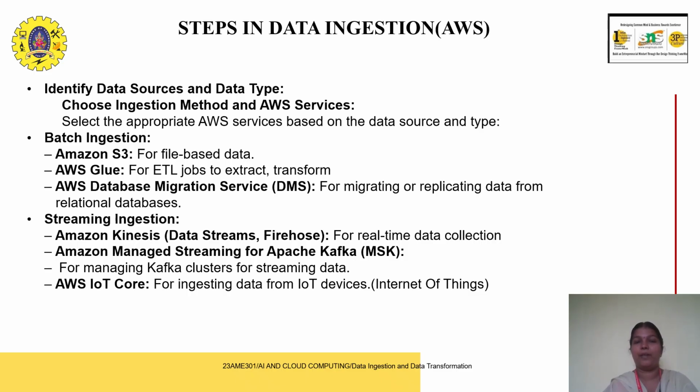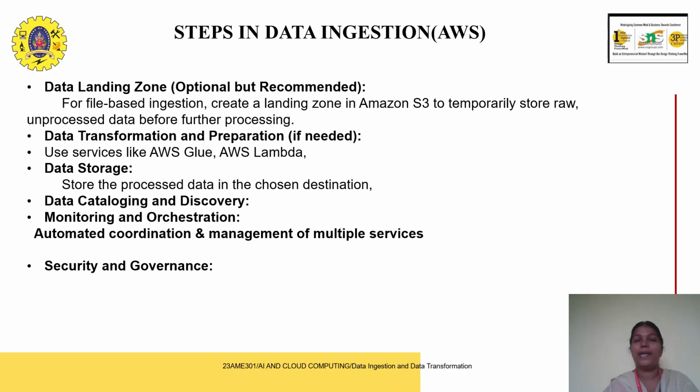Streaming ingestion. It includes Amazon Kinesis for real-time data collection. Amazon Managed Streaming for Apache Kafka. And also AWS IoT Core for ingesting the data from IoT devices. IoT is nothing but the Internet of Things. Data landing zone. So it is optional, but it is recommended. For file-based ingestion, a landing zone will be created in Amazon S3 for temporarily storing the raw data.